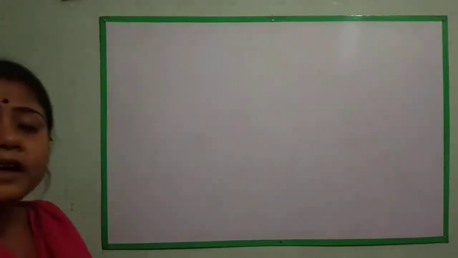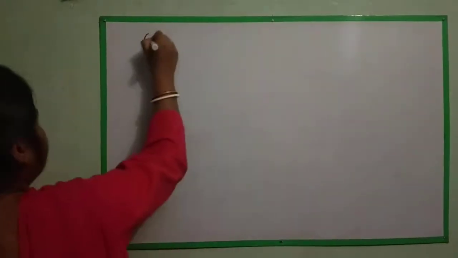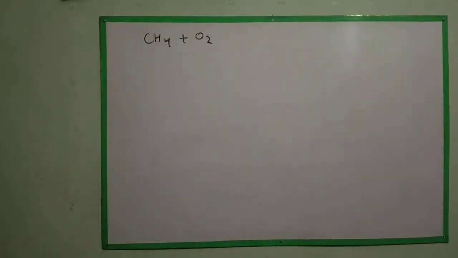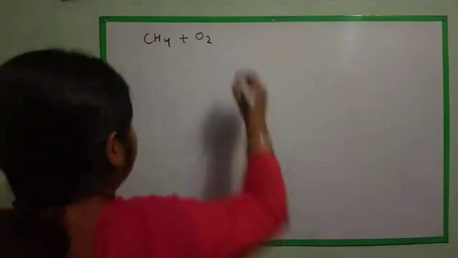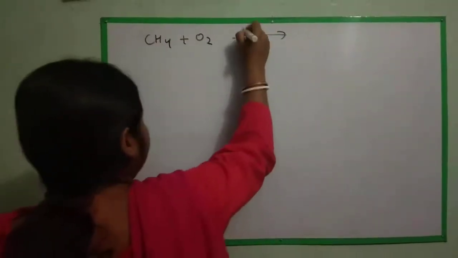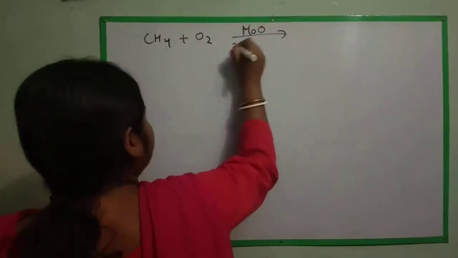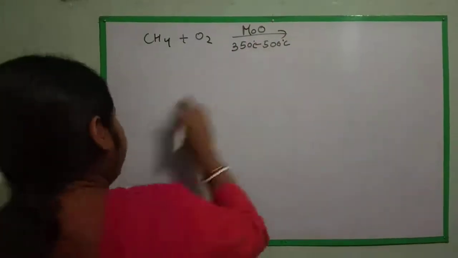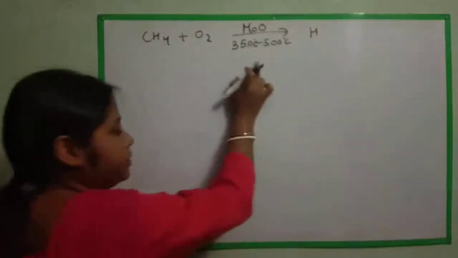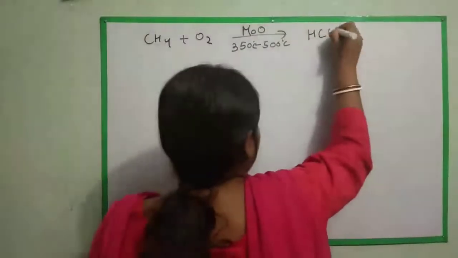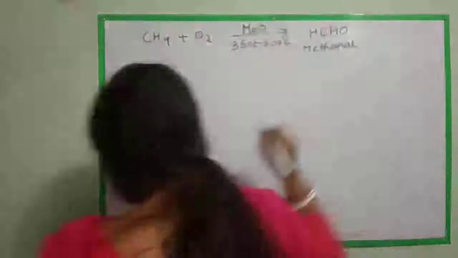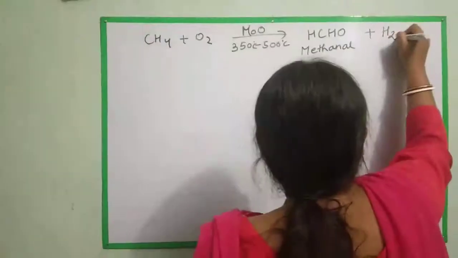Now methane is again treated with oxygen in the presence of molybdenum oxide, but this time the temperature is 350 to 500 degrees centigrade. Now whenever this is treated, it will give us aldehyde. Means if it is molybdenum oxide and the temperature is this much, it will give us aldehyde. This is one carbon, meth, CHO, methanal and water.